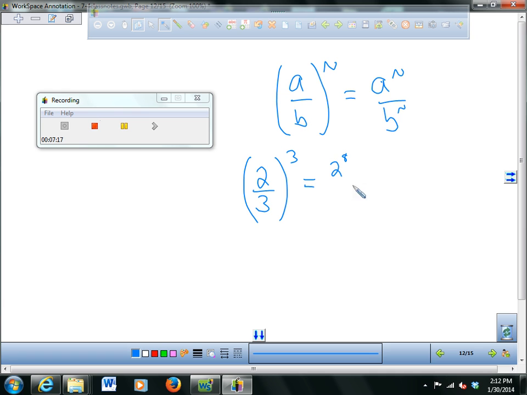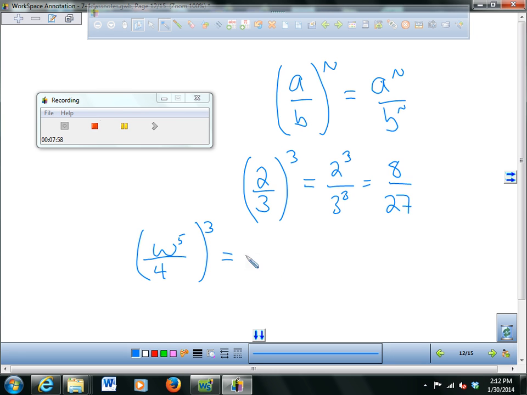2 to the 3rd over 3 to the 3rd, which is equal to 8 over 27 on the bottom, okay? Because that's 2 times 2 times 2, and that's 3 times 3 times 3. Now I want to show you one more before I give you opportunities to earn the big coin: w to the 5 over 4, raised to the 3rd power.